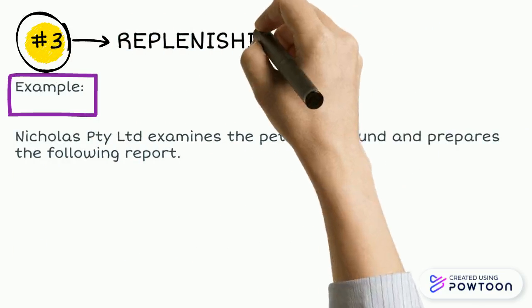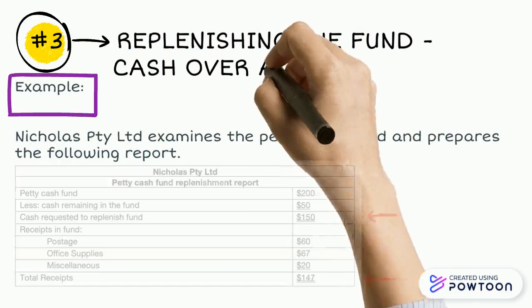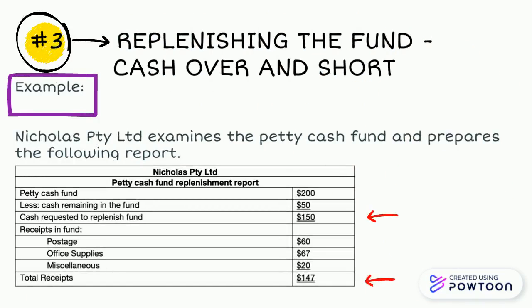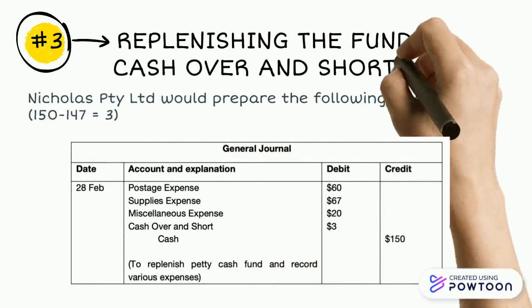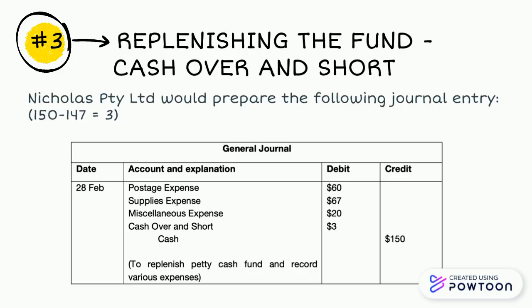So let's say Nicholas examines the petty cash fund and prepares the following report. We can see the fund needs $150 to be replenished. However, receipts total $147. Therefore, when Nicholas prepares the journal entry, he needs to account for the $3 difference. Nicholas will debit his expenses like before, but he will also debit the cash over and short account by $3. He will then credit the cash account by $150.